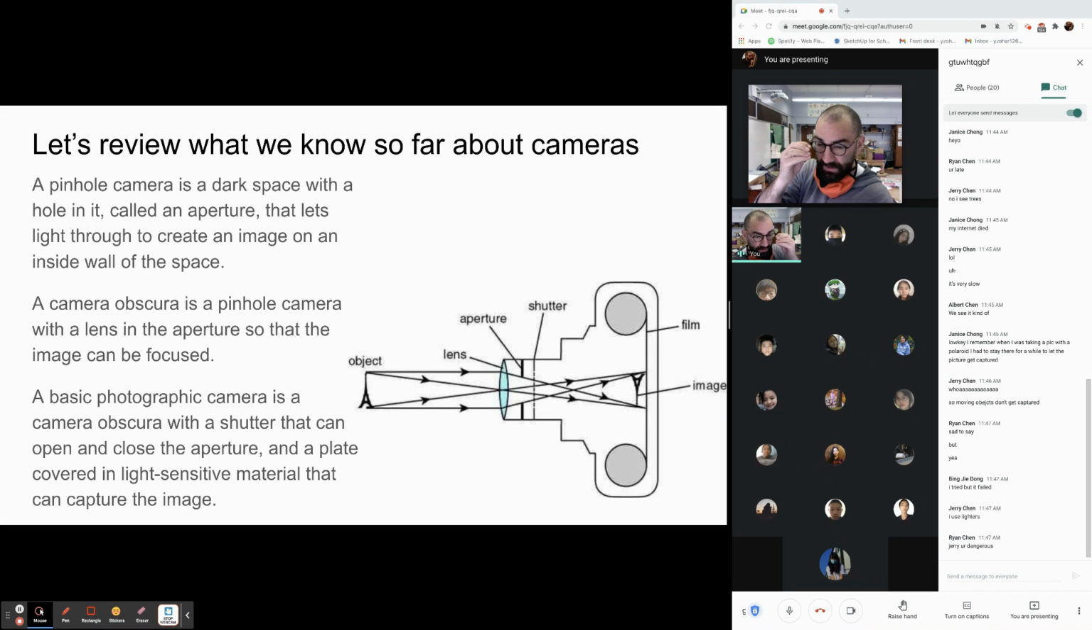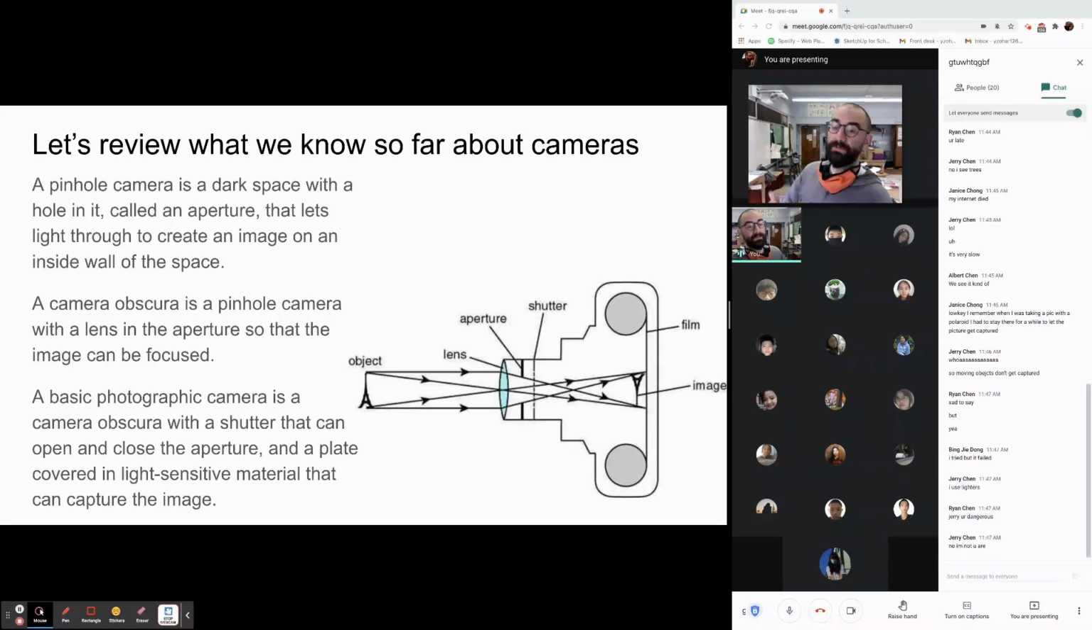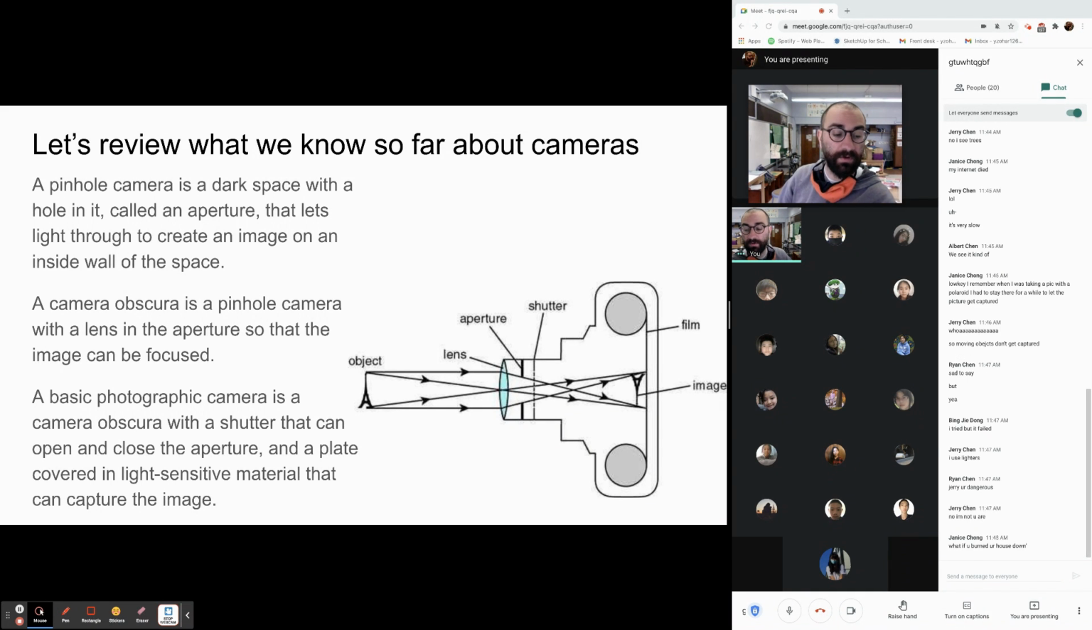All that sunlight is getting condensed into a single point, and that's what gives it heat. It's not distributed over a wider area. So if you go too close to the lens or too far away, that beam crisscrosses and it diffuses. It becomes blurry and you don't get the heat. So that's kind of how focusing works. A basic photographic camera is a camera obscura with a shutter that can open and close the aperture and a plate covered in light-sensitive material that can capture the image. Don't burn your house down.